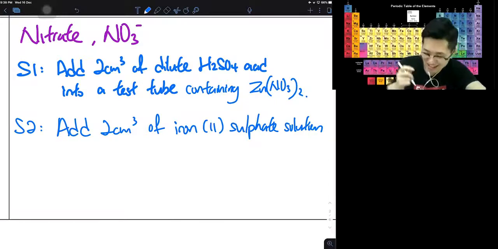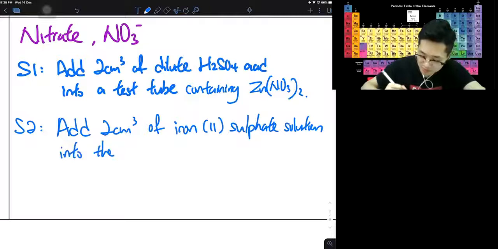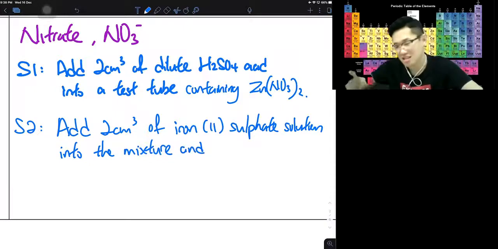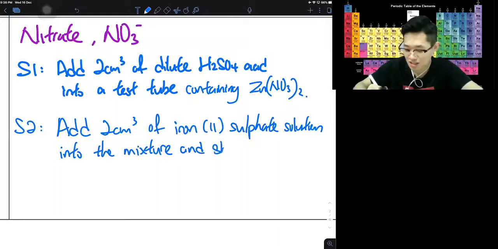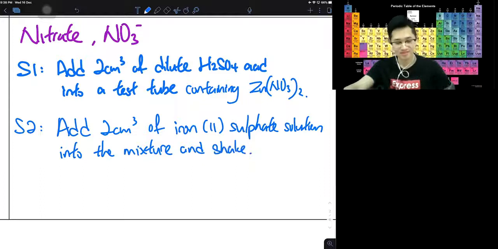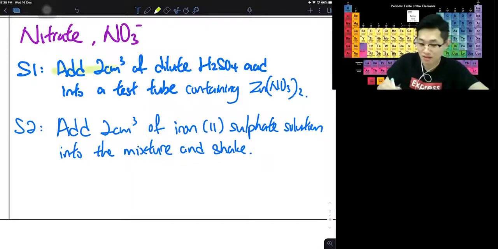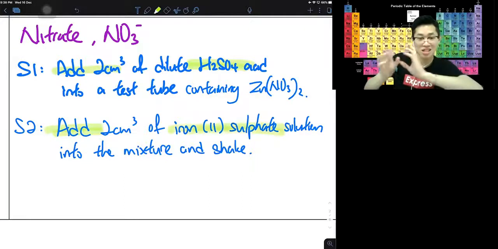Okay. Add 2 cm of iron 2 sulfate solution into the mixture, or into the test tube, same thing. Into the mixture, add it into the test tube is the same thing, and shake. Or you can write, and the test tube is shaken. Then like that, okay. So you add acid, you add iron 2 sulfate, shake, shake.